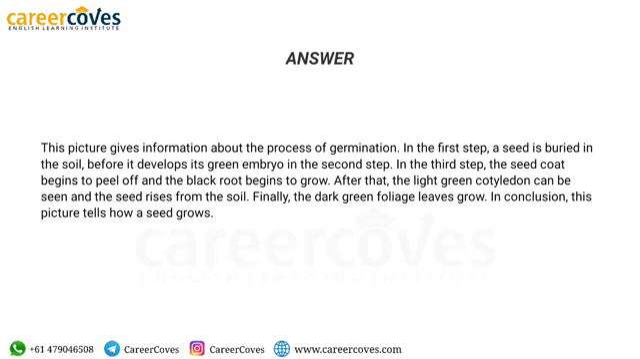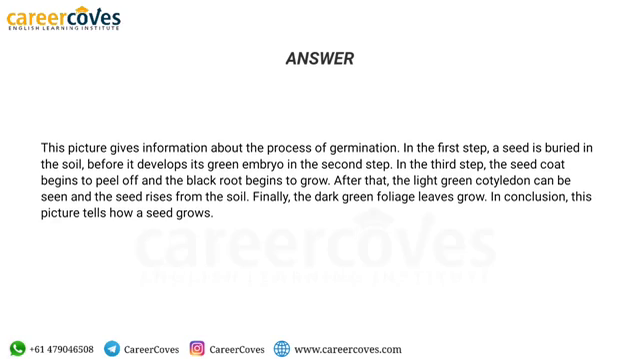This picture gives information about the process of germination. In the first step, a seed is buried in the soil, before it develops its green embryo in the second step. In the third step, the seed coat begins to peel off and the black root begins to grow.